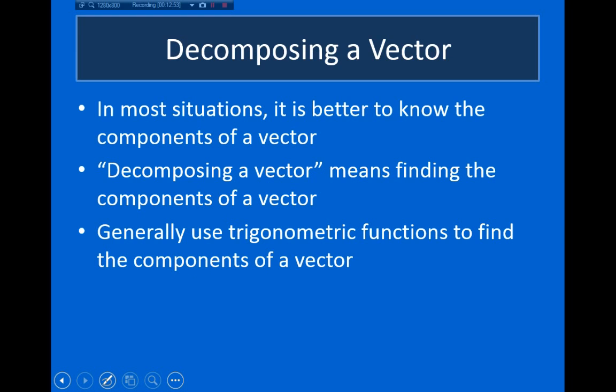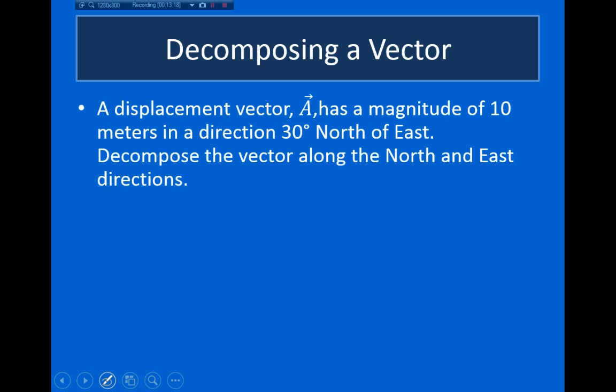So this is how we find the magnitude and direction of a vector if you know the components of the vector. But what if I give you the magnitude and the direction of the vector and you need to figure out the components? Well, this is what we call decomposing a vector. Decomposing a vector means you're going to find the components of a vector given the magnitude and direction. And the way we do this is we just use trigonometric functions.